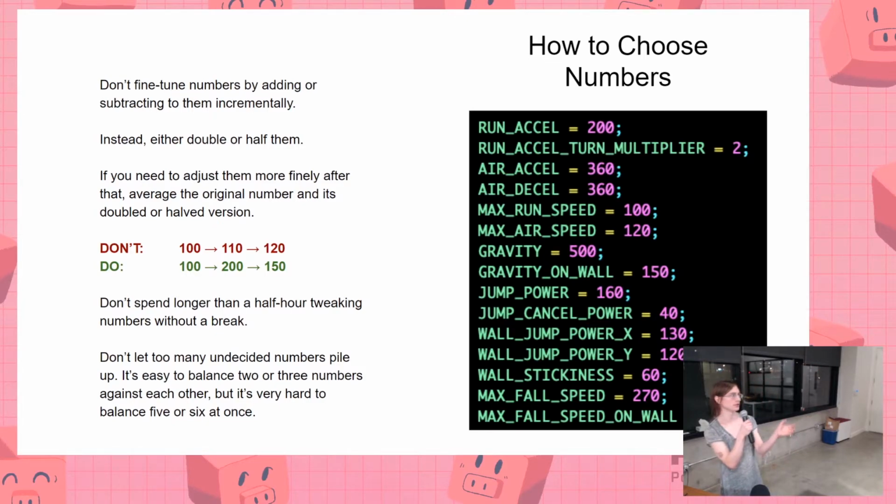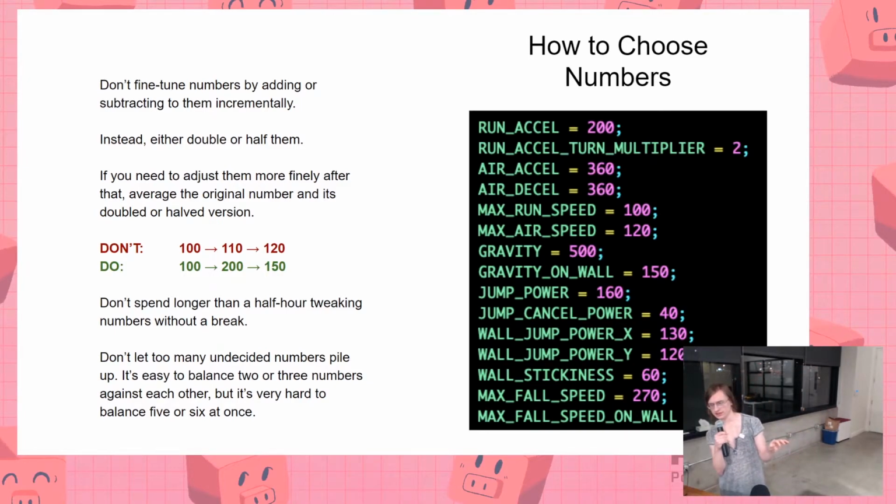And then if you need to adjust it more finely than that, you can just average between the original and doubled number. So in the example I have here, let's say your jump is 100 and it doesn't feel powerful enough. Instead of going, oh, well, what does 110 feel like? What is 120? You can just try, okay, let's just crank it up to 200. And then it's like, oh, that's way too much. But 100 was too little. So I know the answer is somewhere in between those, and you can try 150.